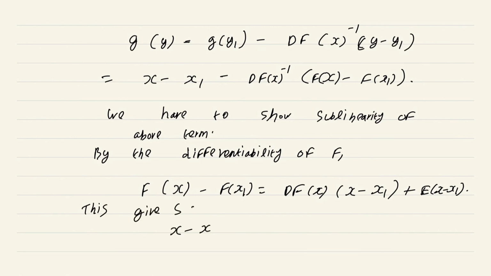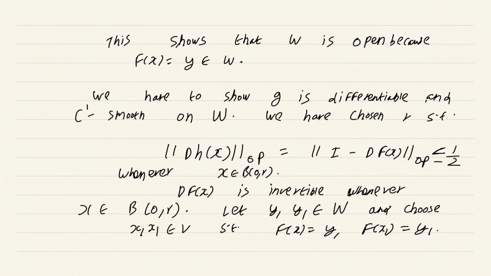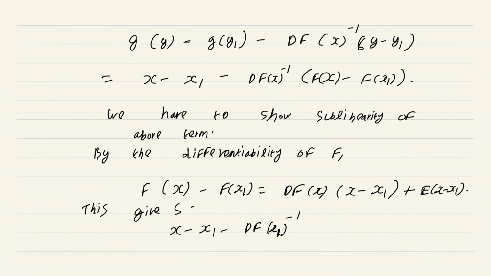So this gives x minus x1 minus df(x1) inverse. If you don't mind, instead of showing differentiability at the point y, I will show it at y1, because I said let's show differentiability at the point y, but y and y1 were arbitrary. The way I have written it out, it makes more sense to do it at the point y1. So if you don't mind, let me just make a minor change. This is just df(x1) inverse, and this is again df(x1) inverse, and here also this is df(x1) inverse.